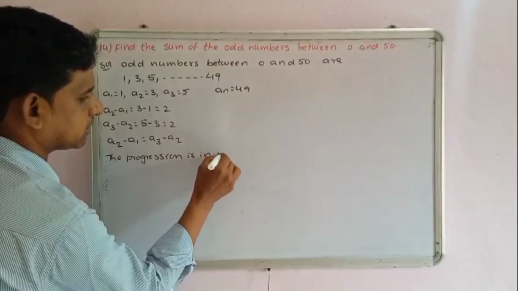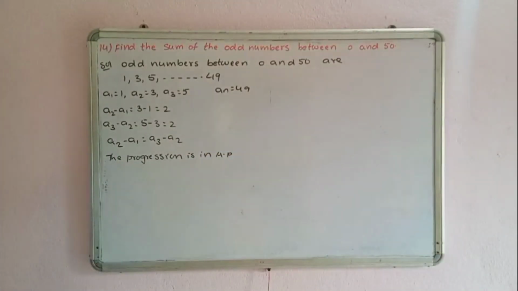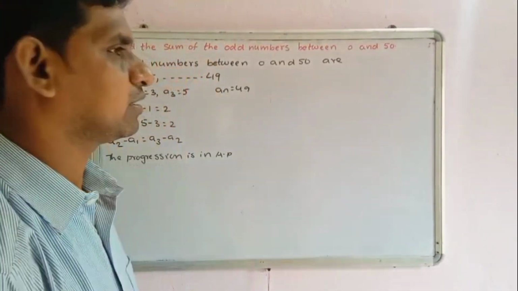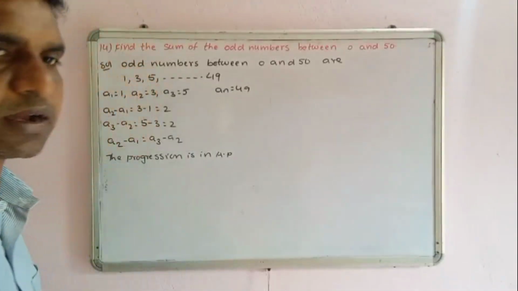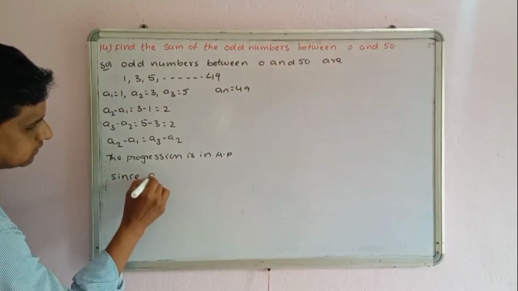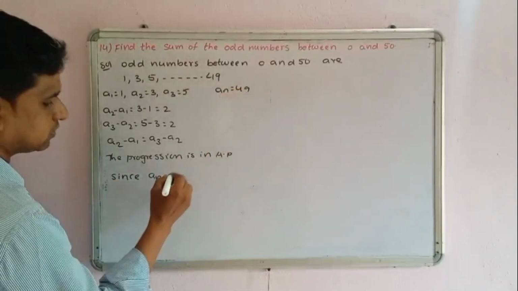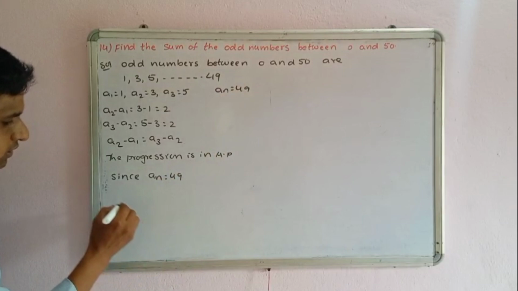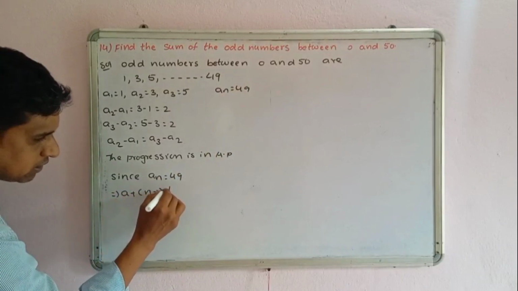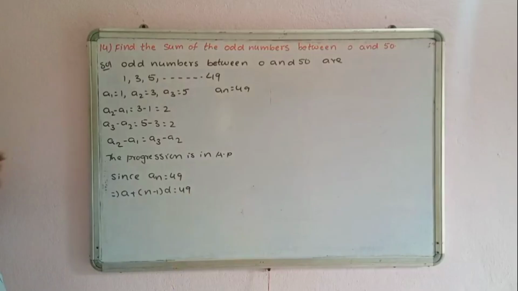Okay, what is the sum formula? Sn equals n by 2 into a plus an. Here I don't know the value of n. So first find the value of n. Okay, since an equals 49, what is the formula? an formula: a plus n minus 1 into d equals 49.